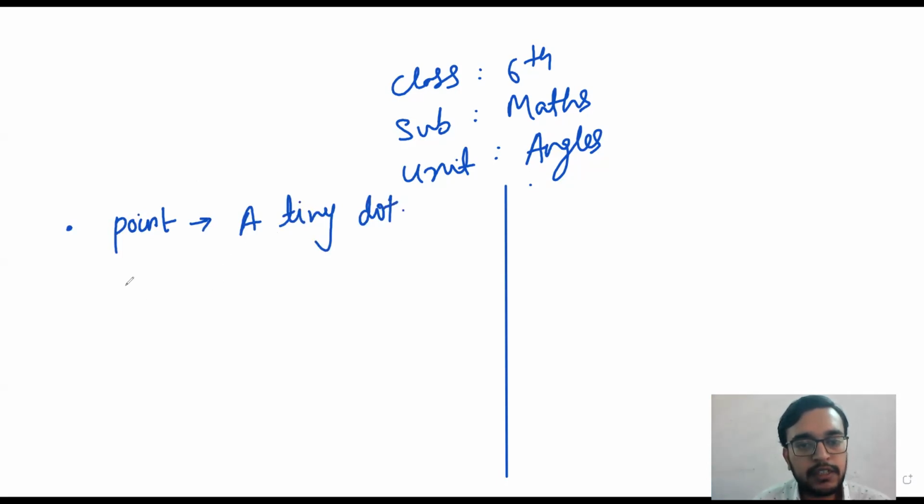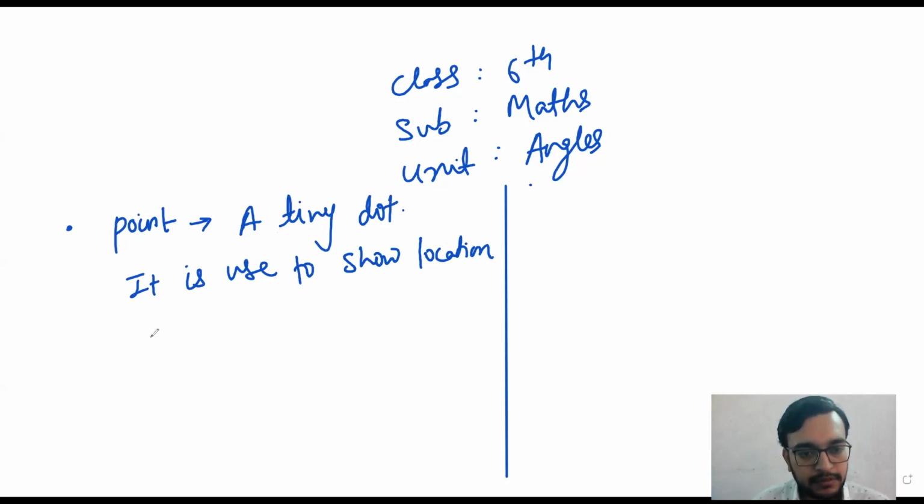We use a dot to show a location, right? It is used to show location.